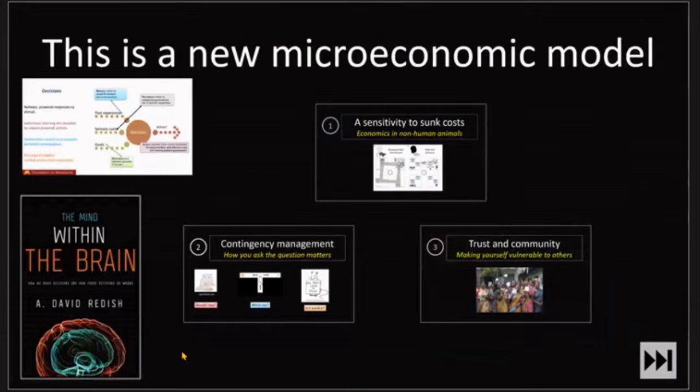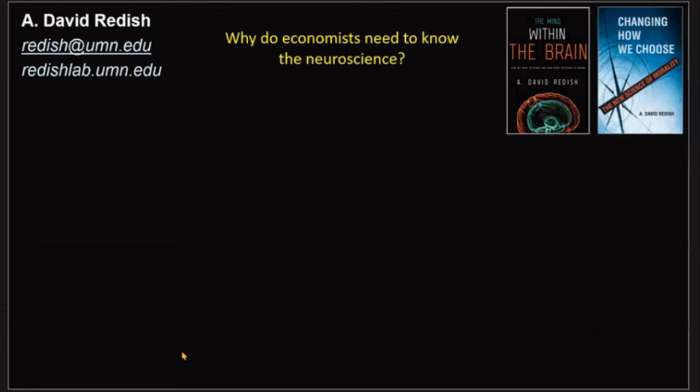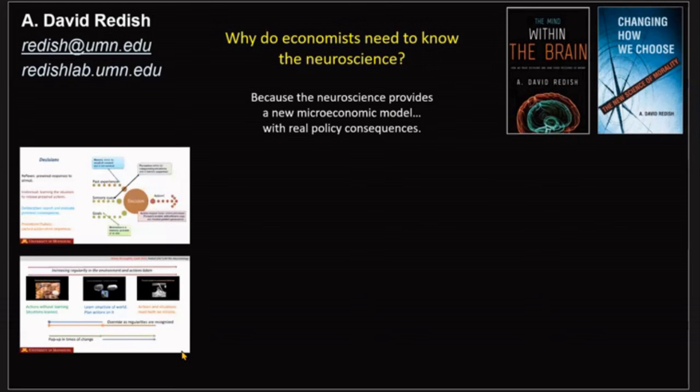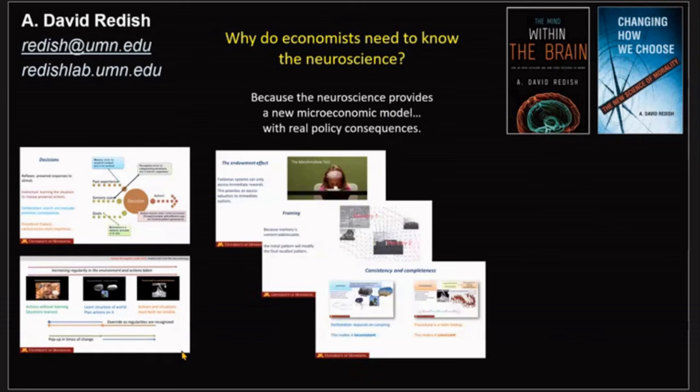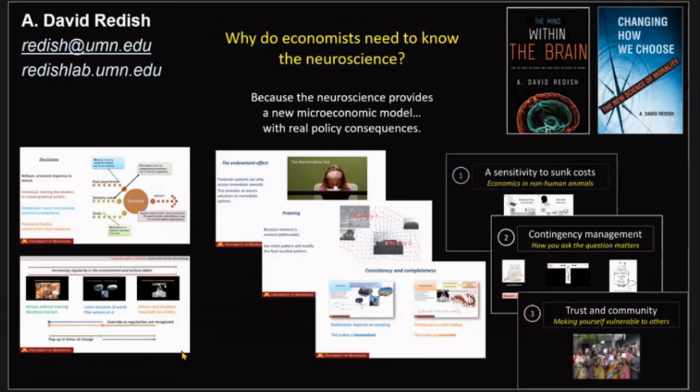So I want to argue that this is a new microeconomic model with actual consequences, right? And so why do economists need to know the neuroscience? Because the neuroscience provides this microeconomic model with real policy consequences. And this is the microeconomic model. It has consequences both at small scale and at large scale. And this is the key that I think needs to happen.